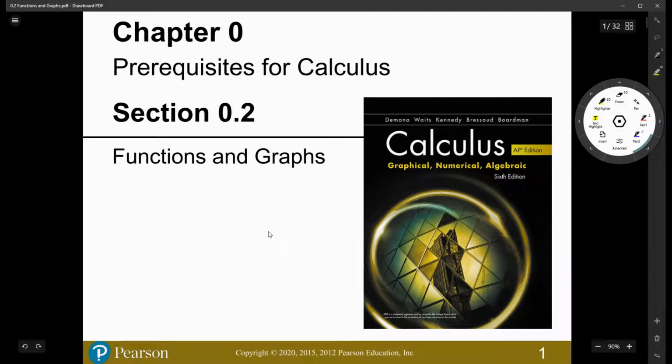Hi guys, we're about to get going on chapter 0. This is an intro to calc or pre-calc review chapter. We're not going to do the whole thing, but I wanted to start the year out with a few things to refresh our memories from last year and get started on a good track. This is section 0.2, functions and graphs.